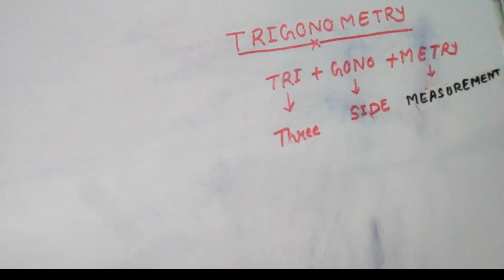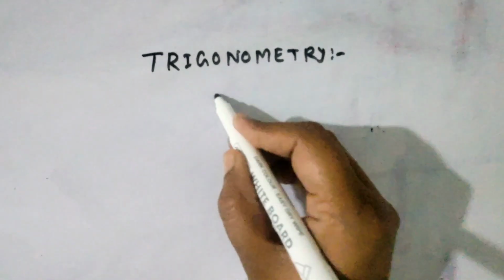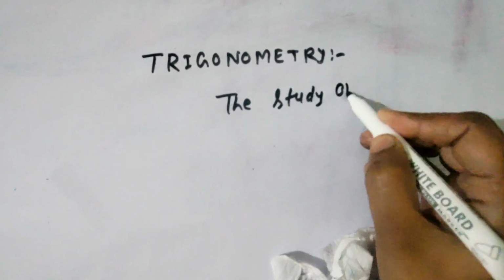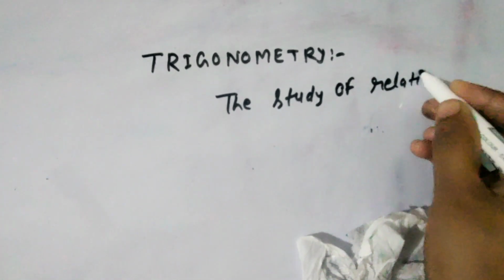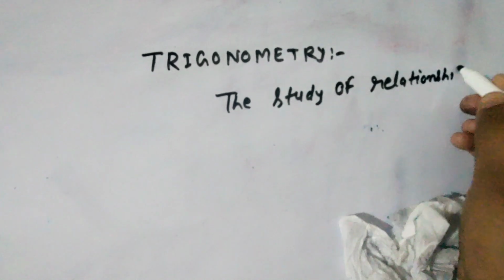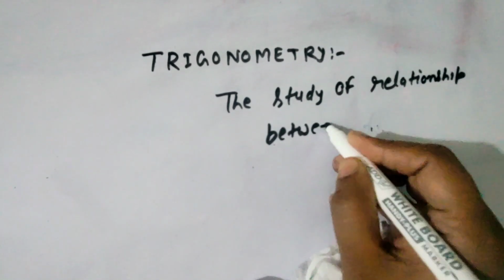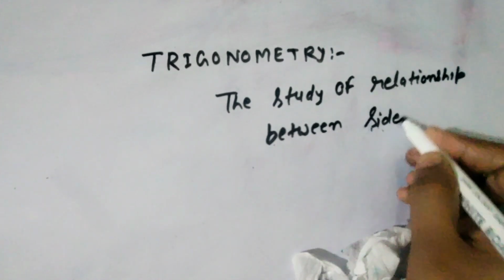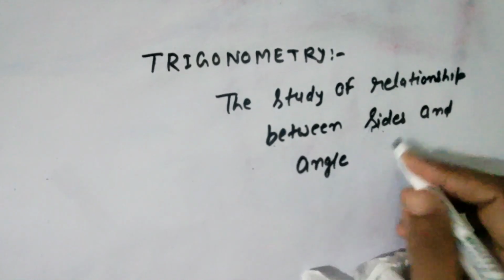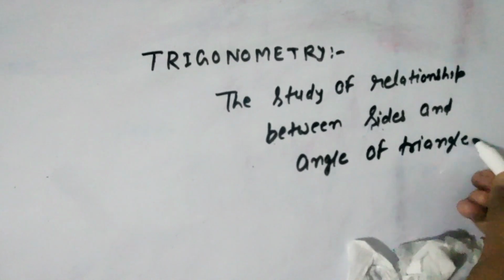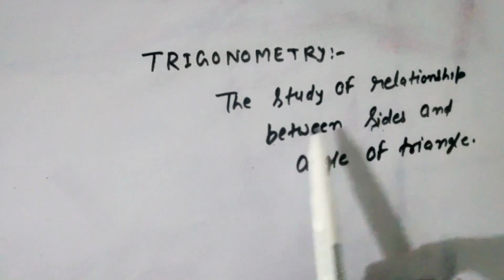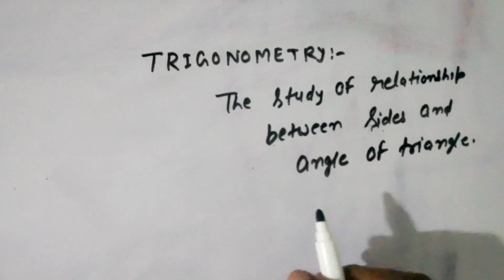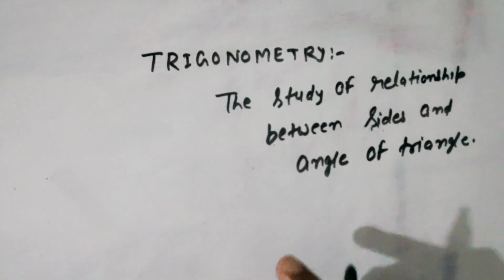But if anyone asks what trigonometry is used for: trigonometry is the study of the relationship between sides and angles of a triangle. It means in any triangle, the relation created between sides and angles is called trigonometry.